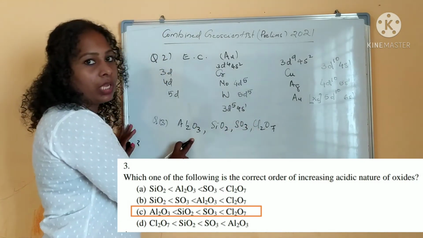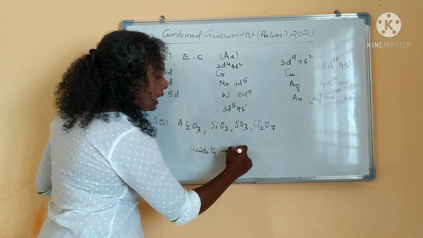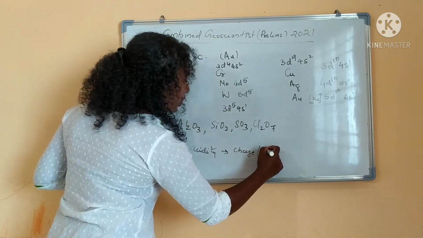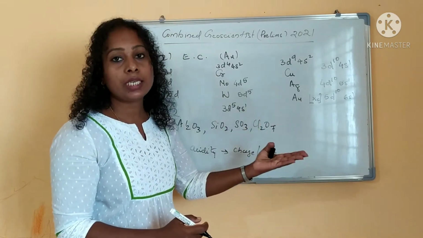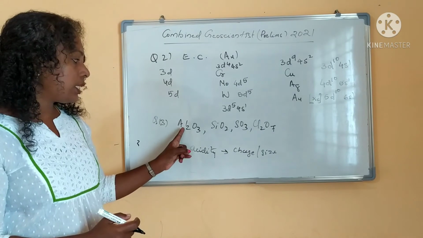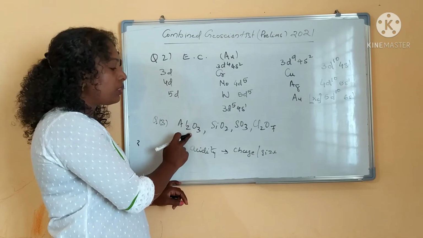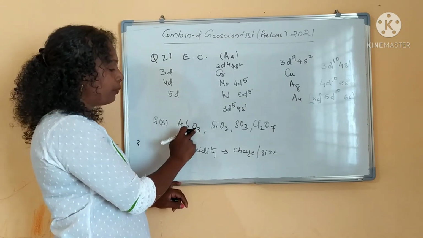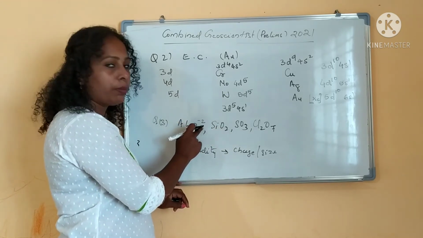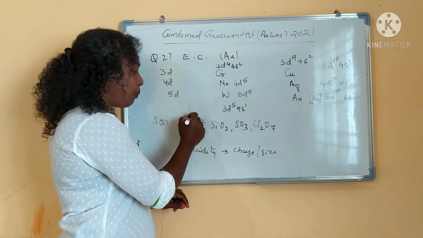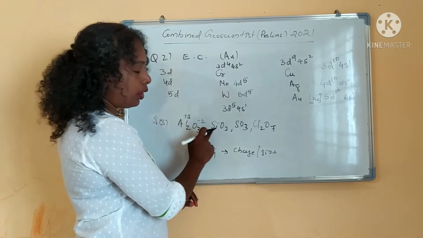And how do you find the increasing order of acidity? Acidity of the oxides depends on the charge to size ratio. If the charge to size ratio is increasing, acidity also is increasing. I am talking about the cationic charge, so you have to see which one has the highest oxidation state. Oxygen has a -2 charge, so in Al2O3 this becomes -6, and Al2 must be +3 for the compound to be neutralized.